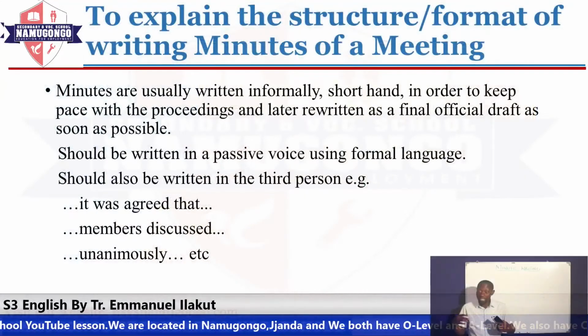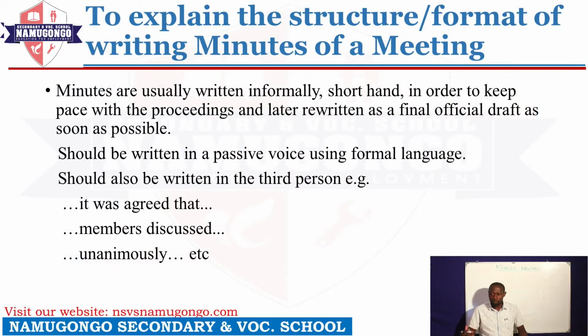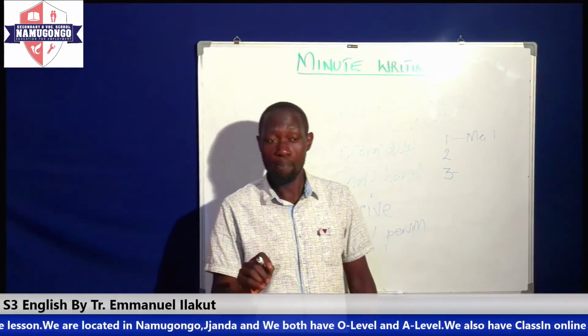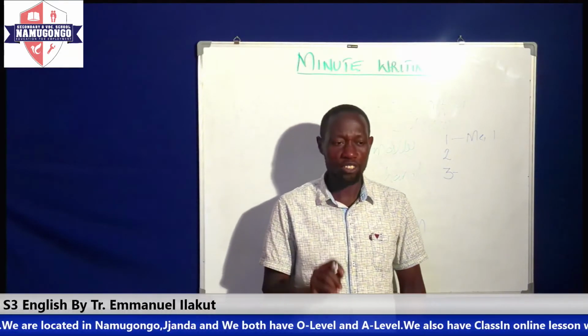When we're writing in the third person, we can say, it was agreed that, or maybe members discussed, or maybe you can say, unanimously, meaning everybody concurred with that. That may be applicable when we're looking at any decision reached.